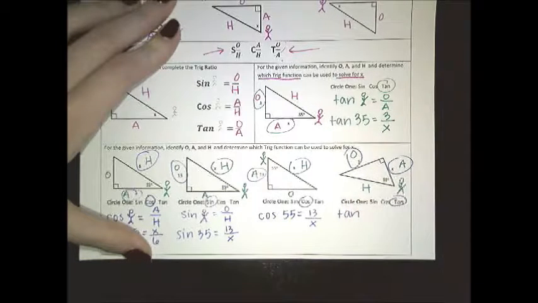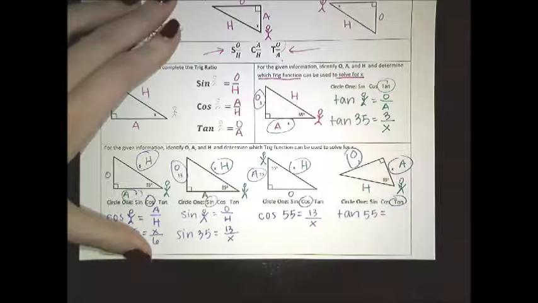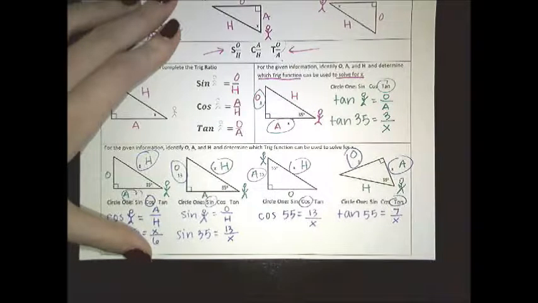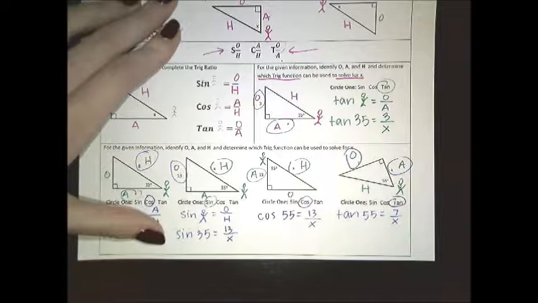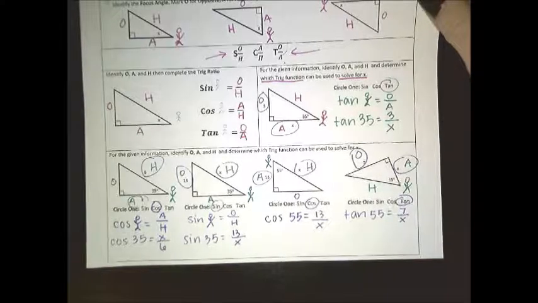So I have that the tangent of 55 degrees equals opposite over adjacent, so 7 over x. Like I said, we're not going to solve those now, but you will be solving these in class. Go ahead and flip it over. There is just one more thing that I want to show you, and then I'll see you in class.